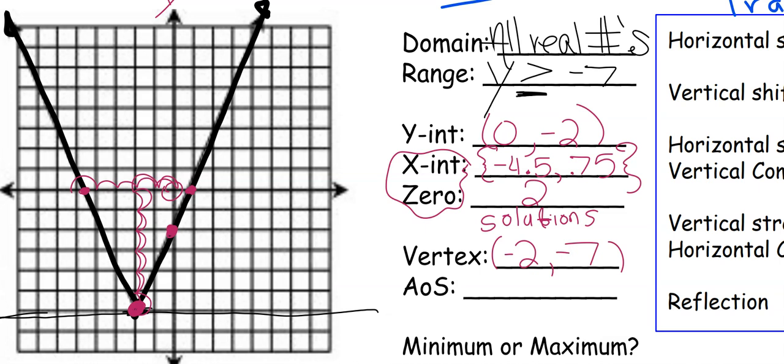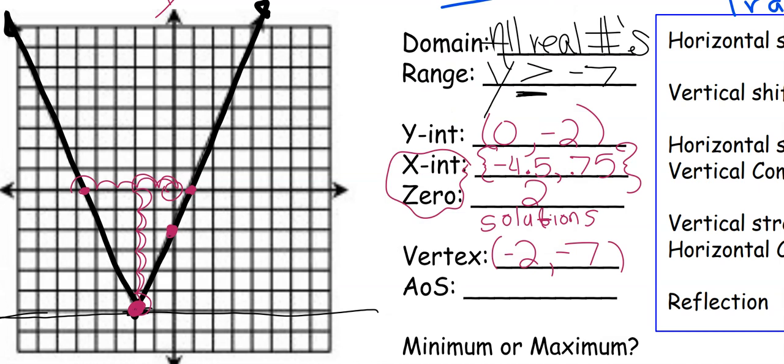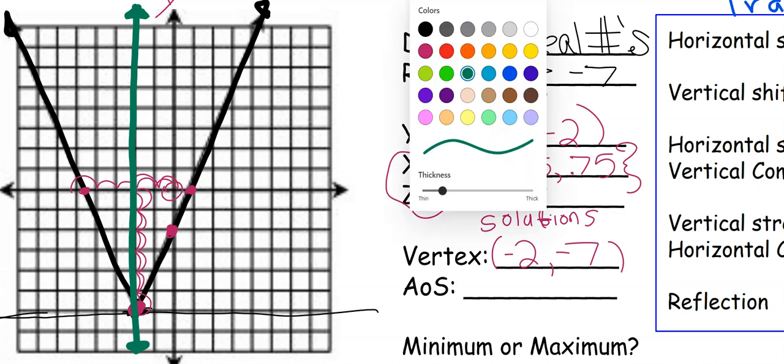All right, and the axis of symmetry. The axis of symmetry is a line that when you graph it, let me make it a little thick. When you graph it, it actually cuts your absolute value graph right in half. And we actually did one of these last year with quadratics. We had axis of symmetry. It is always an equation, and let me explain to you how you write the equation, which is super simple.